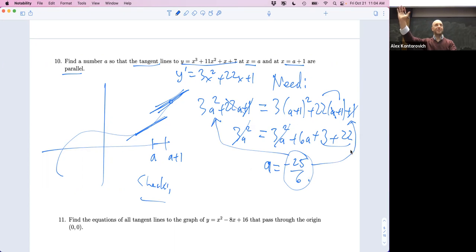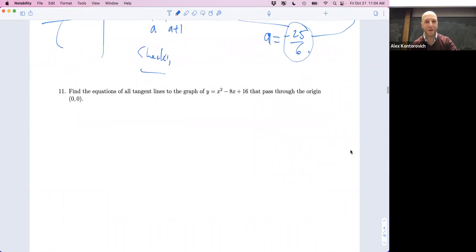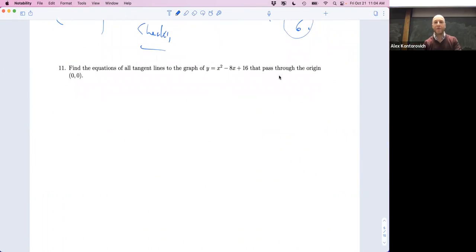How many would get number 10? That's better. Okay. All right. Number 11. Find the equation of all tangent lines to the graph that pass through the origin. Okay. They're getting better and better.